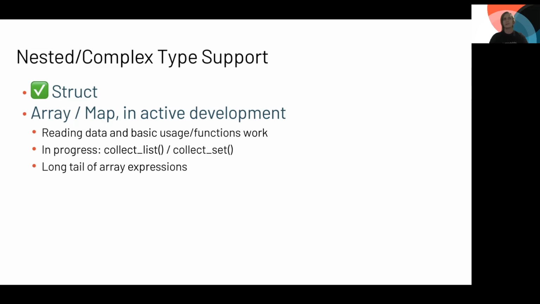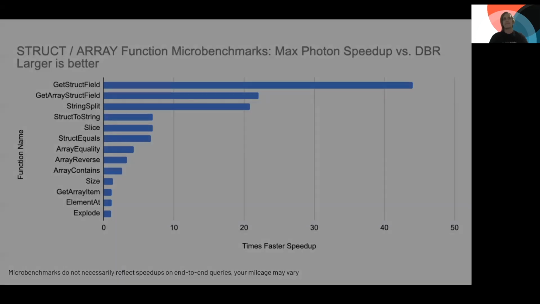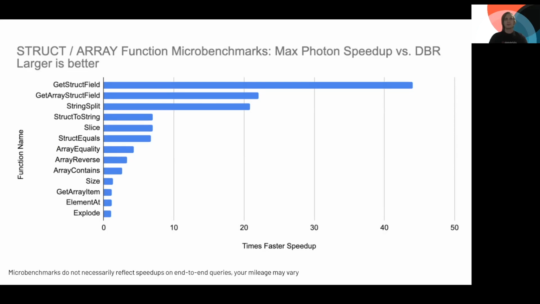Let's check out the numbers on this feature as well. As before, this chart shows the Photon speedup achieved for different built-in functions, this time focused on nested types. Among the most common functions is getStruct field, where Photon is over 40 times faster than non-Photon. I'm also happy to see the convenient string split function among those with the biggest improvements. Some of these operations are more natural to implement in a vectorized engine like Photon, but there's also careful engineering and optimizing common usage patterns behind such numbers.